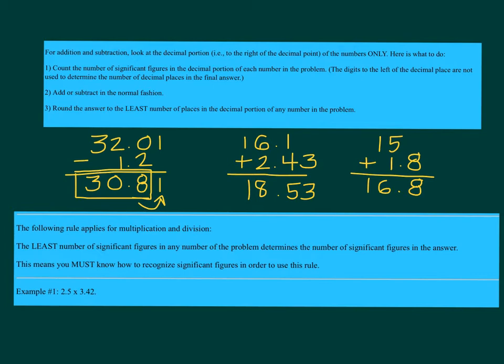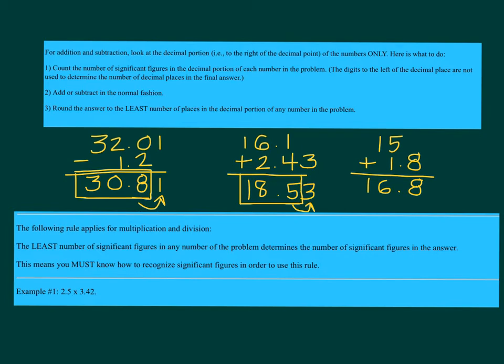On the next one, 16.1 plus 2.43. 16.1 has 1 decimal, 2.43 has 2. I do the math, I get 18.53. My answer can only have 1 decimal. So that's the 5. I look to the right. It's less than 5. I round down. So my answer is 18.5.